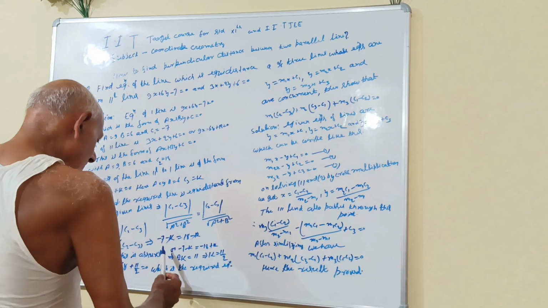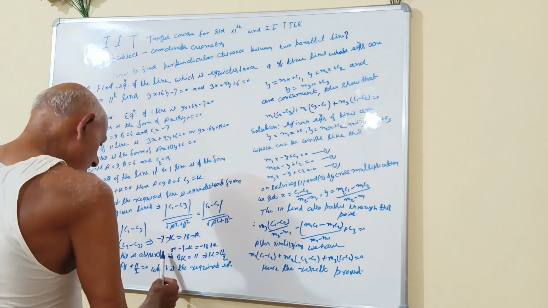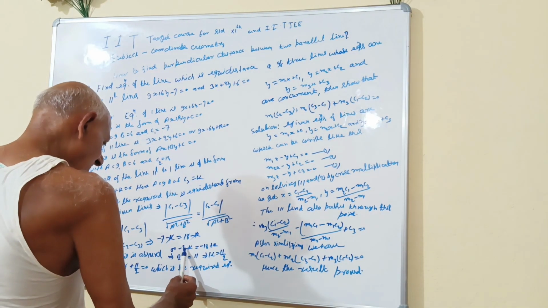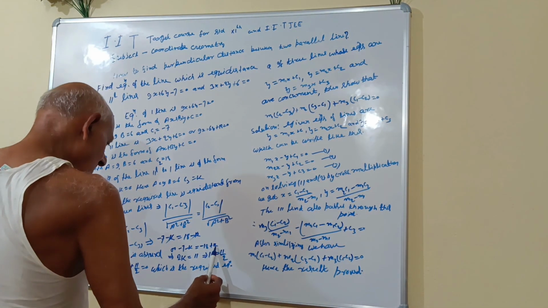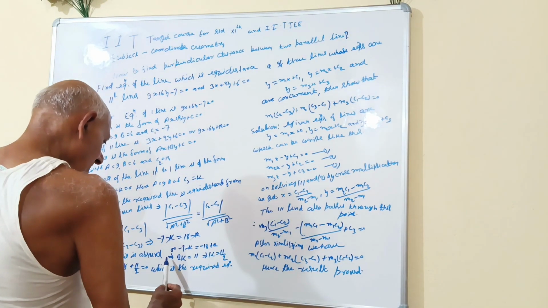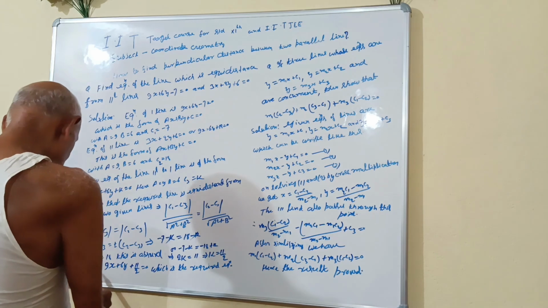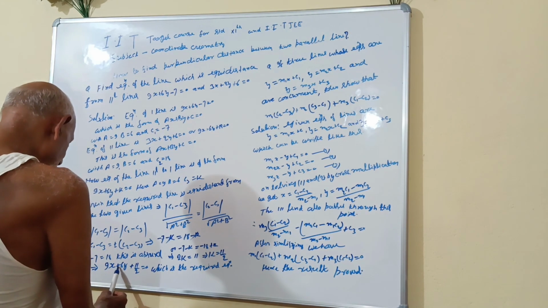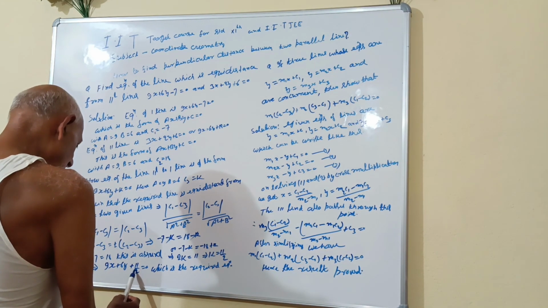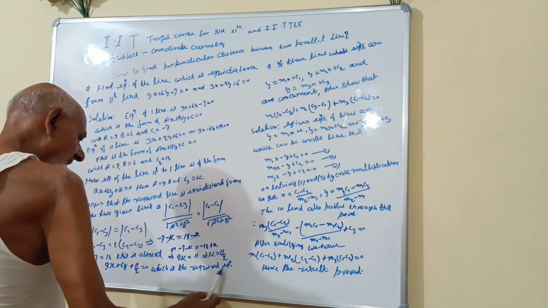Taking the negative sign, minus 7 minus k equal to minus 18 plus k. This implies k equal to 11 by 2. This implies 9x plus 6y plus 11 by 2 equal to 0, which is the required equation.